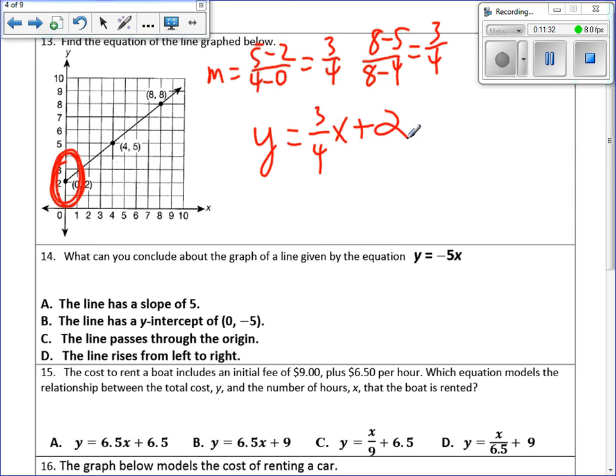What can you conclude about the graph of a line given by the equation y equals negative 5x? Well, I noticed that there is no y-intercept. So I know that the slope is negative 5. That's not a choice. And there's no y-intercept. No y-intercept means it goes through the origin.